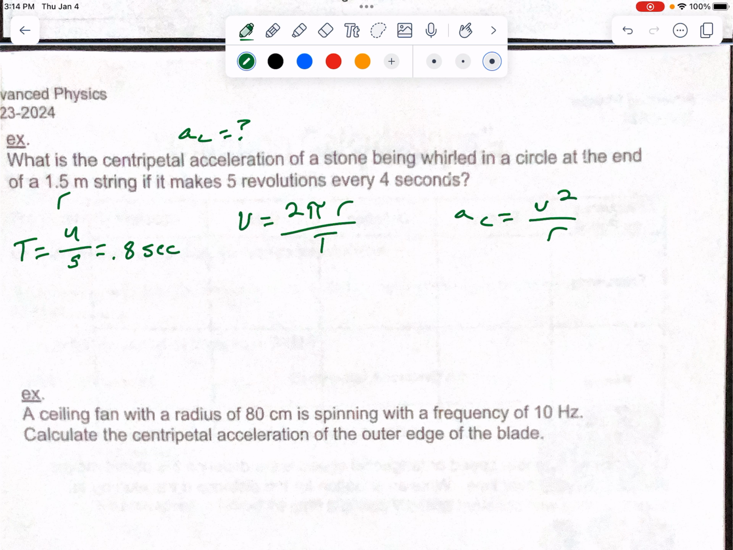This is where I'm going to come back to that point where there's a difference between lowercase t and uppercase T. If you just read that 4 seconds right there and say, well, that's the time it takes for one rotation, you'd be wrong.